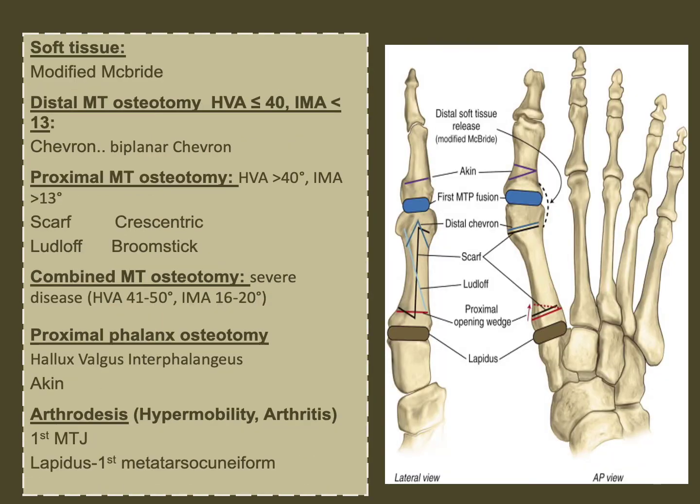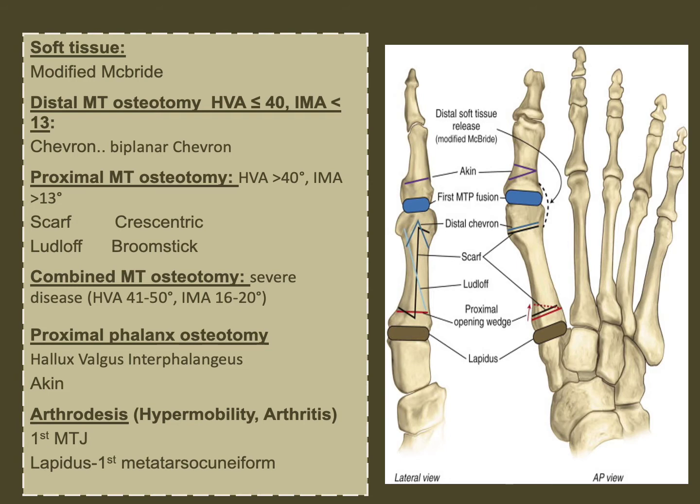This just shows you the number and type of procedures and where they're done. The akin osteotomy is one that's done if you have hallux valgus interphalangeus, where you get a lateral deviation of the proximal phalanx and you can bring that back. The distal osteotomy, which is most commonly a chevron type osteotomy, is the most commonly done, again for that mild disease.